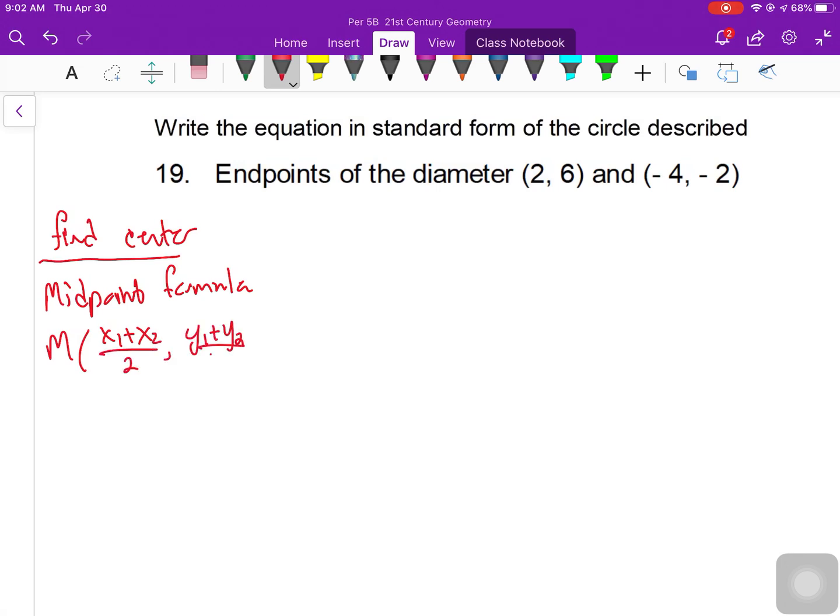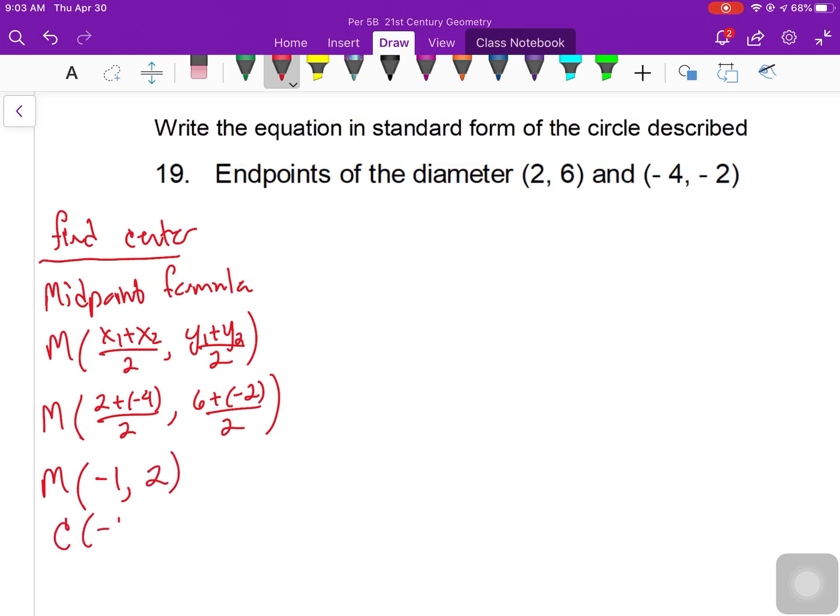The midpoint formula was x1 plus x2 over 2, y1 plus y2 over 2. So for our particular problem, we have to take 2 plus negative 4 over 2, and then we have to take 6 plus negative 2 over 2. So our midpoint comes out to be negative 1 and 2. That's our center, negative 1, 2. Next, we need to find the radius.